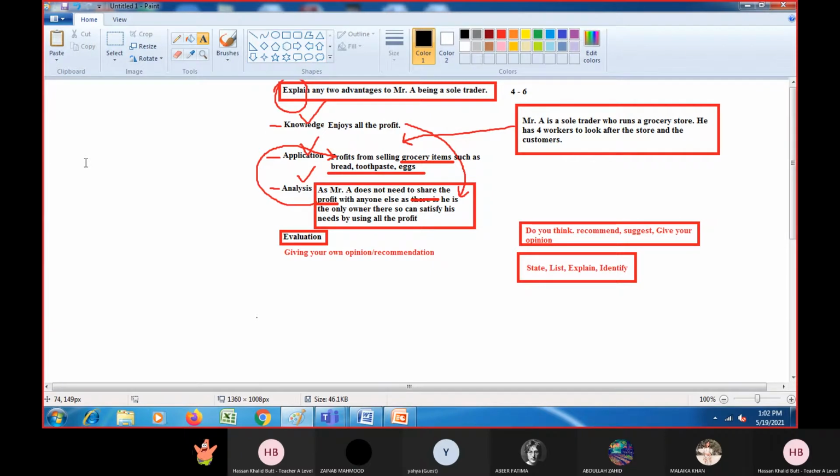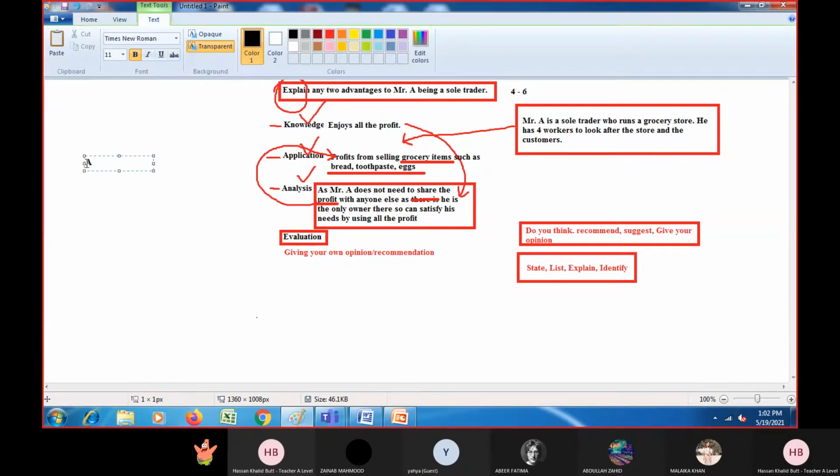And how would you be able to distinguish between a 4 mark question and a 6 mark question? Like, what would be the difference in the answer? We will talk about it later on, not right now. Right now, we are just focusing on those assessment objectives.